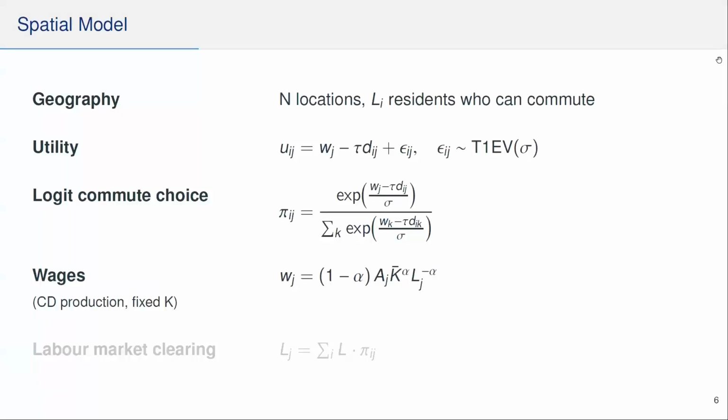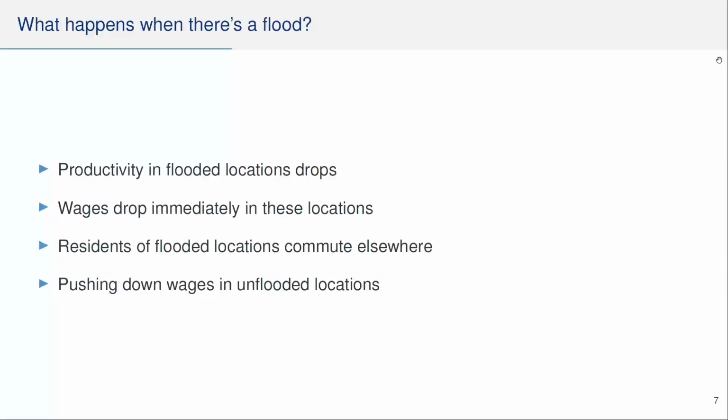So when a flood hits and it changes productivity, this is going to have a direct impact on wages, and it's going to have an indirect effect because people are going to commute across space, and if more people come and work in your location, that pushes down wages. And that is how a flood can spill over onto your location. The labor market's got to clear. I think I already just said this, but what happens when there's a flood in this model?